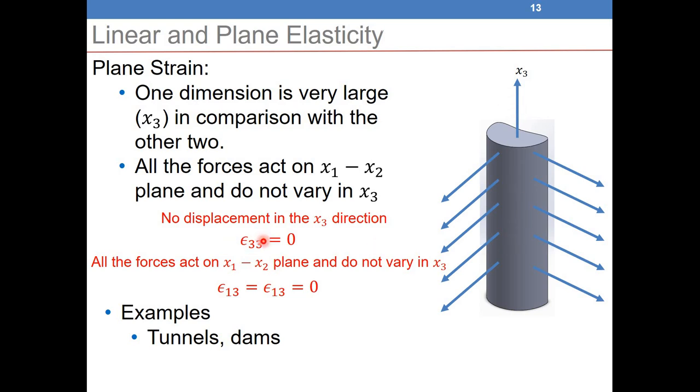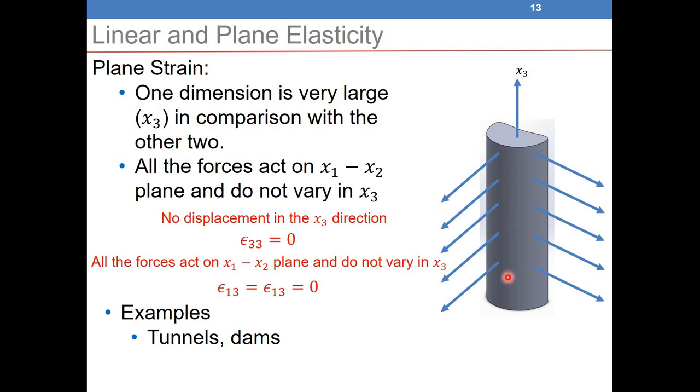In this case, epsilon 3 in the 3 direction will be equal to 0, and all the forces act on x1 and x2. So I will not have any shear strain in any plane passing by the x3. Now why will the strain here be equal to 0? Because even if I don't have any stress in the x3 direction, that does not mean that I don't have any strain. Why is the strain equal to 0 here?